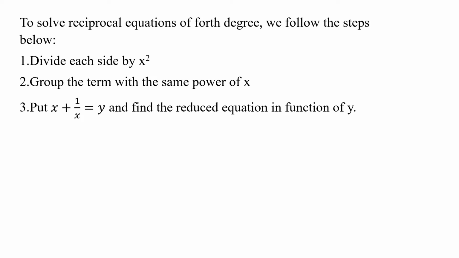Now, to solve reciprocal equations of fourth degree, we follow the steps below. Step number 1, we have to divide each side by x squared. Step number 2, we have to group the terms with the same power of x. Step number 3, put x plus 1 over x equals y and find the reduced equation in the function of y.